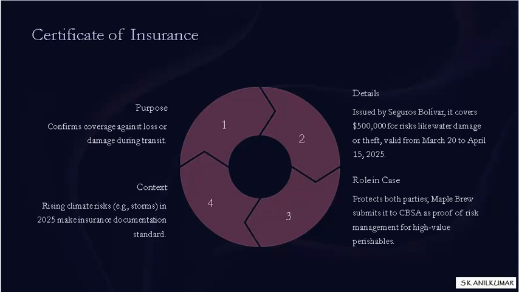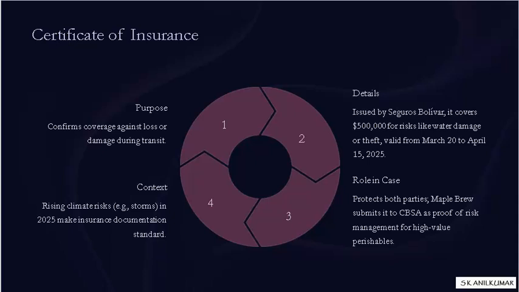Maple Brew submits it to CBSA as a proof of risk management for high value perishables, and then this is given to the bank so that the bank will make the payment against this, or in case something goes wrong, they will have to use the insurance policy to make payment under the letter of credit. This is required because of the rising climate risk. At what point in time you will have a flood, you nowadays don't get to know. So there is a requirement to cover the commodities.